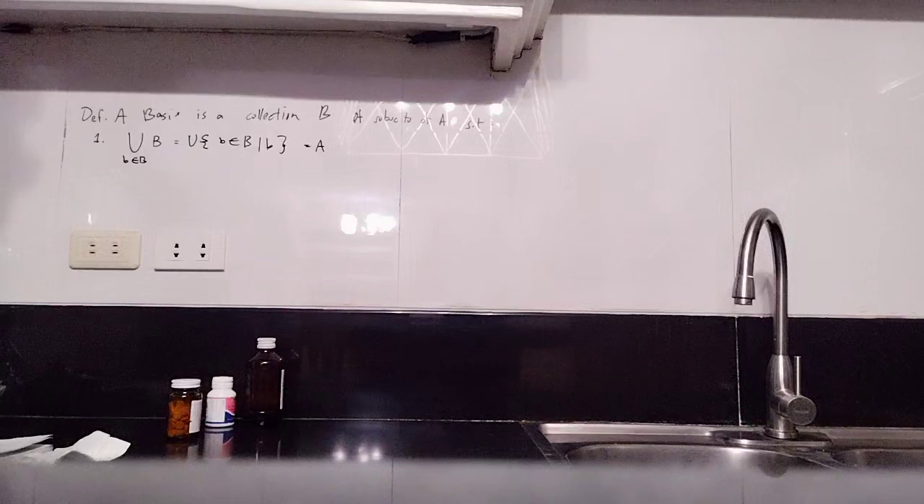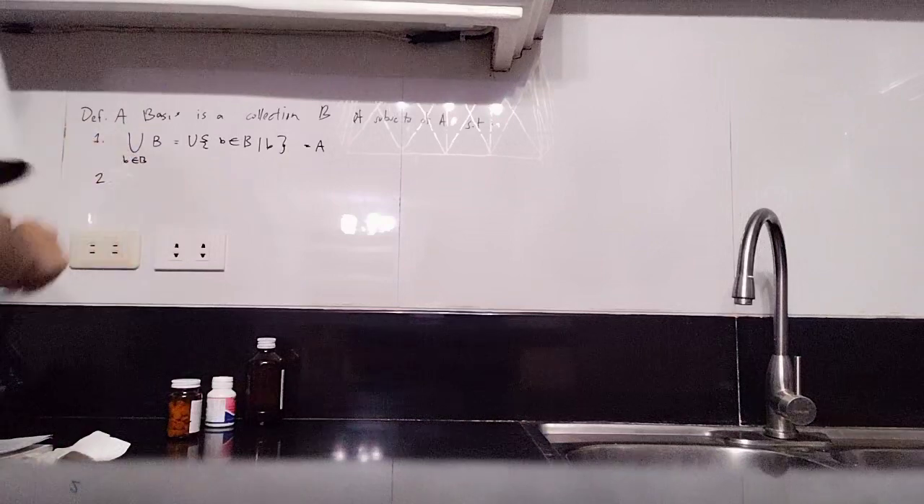So it's possible that the basis of A is its power set, because when we take the union of the power set of A, we get the set A. That's one qualification. And in fact, the power set of A is precisely its discrete topology.